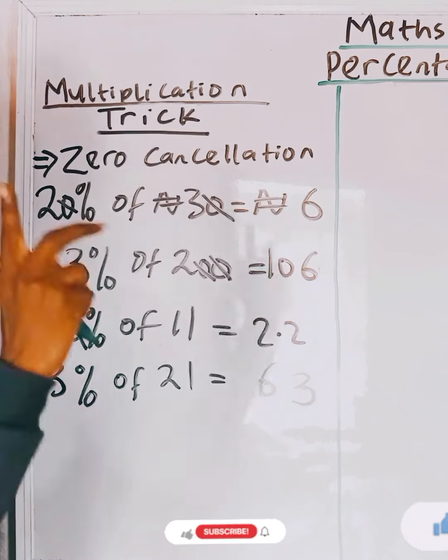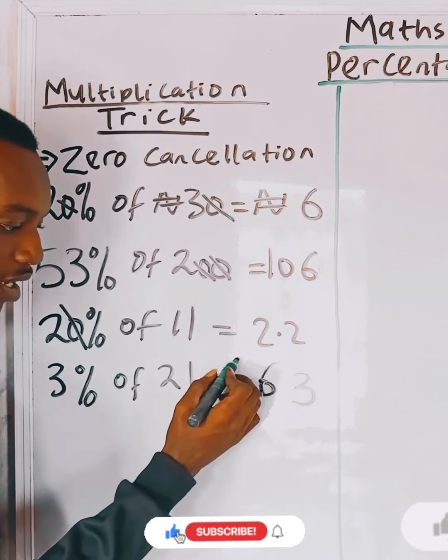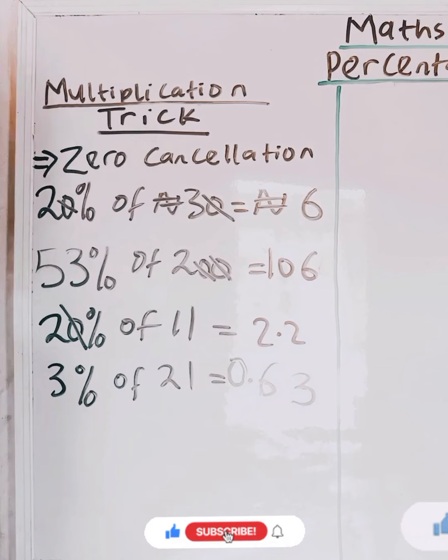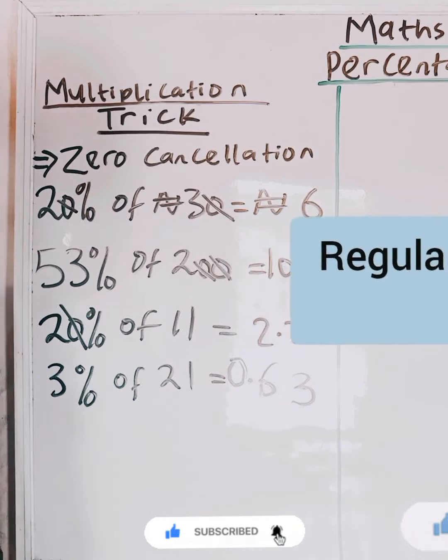Now here we don't have any zeros, so we have to move 2 decimal places. That's 1 decimal place, another decimal place. Put the decimal point here. Then we'll add a 0 because there's no number here. 0.63. Therefore, 3% of 21 is 0.63. As simple as that.